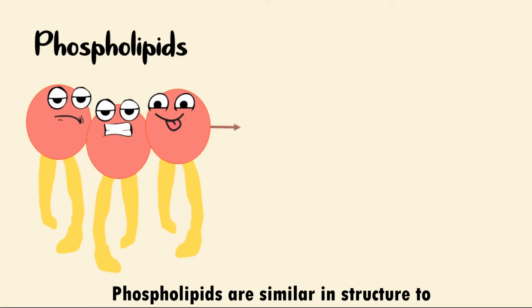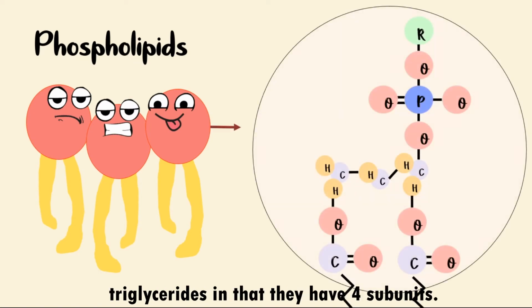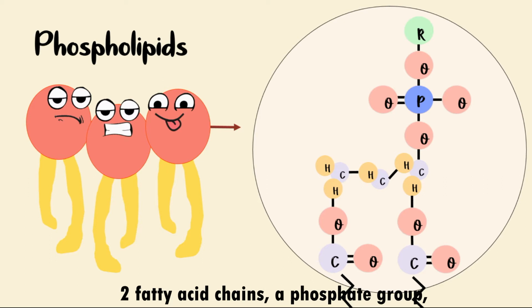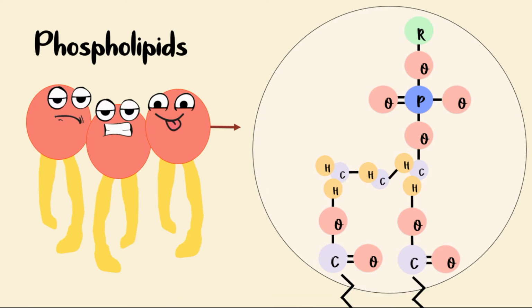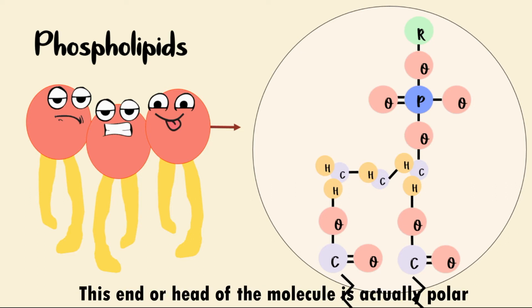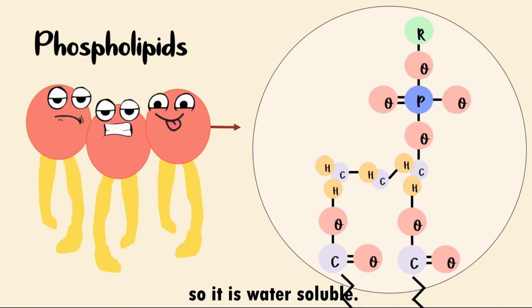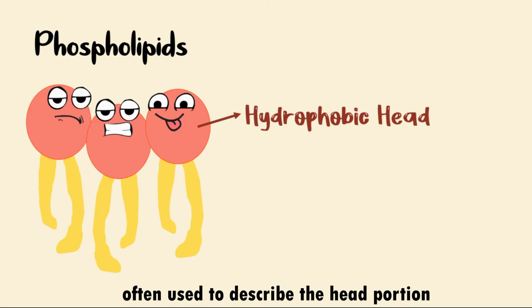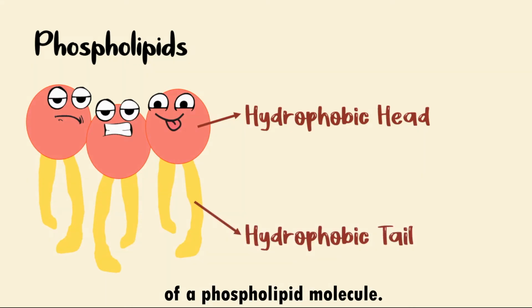Phospholipids are similar in structure to triglycerides in that they have four subunits. They are composed of a glycerol unit, two fatty acid chains, a phosphate group, and a nitrogen-containing group. The phosphate and the nitrogen group extend in the opposite direction of the fatty acids. This end or head of the molecule is actually polar, so it is water-soluble. Hydrophilic, meaning water-loving, is the term often used to describe the head portion of a phospholipid molecule.